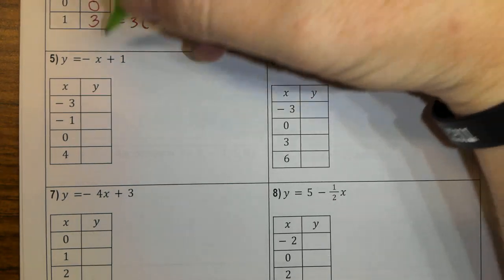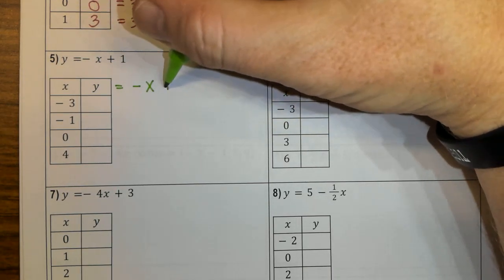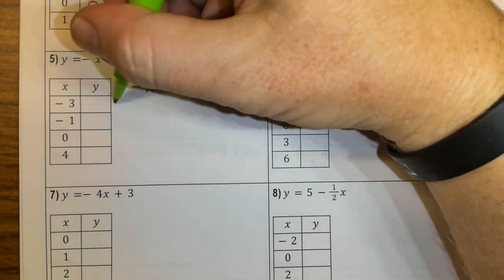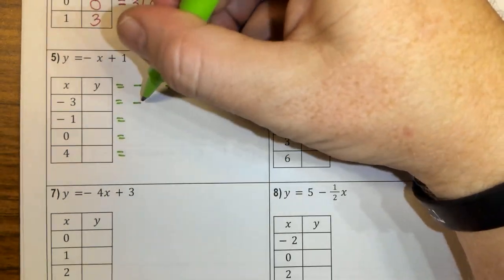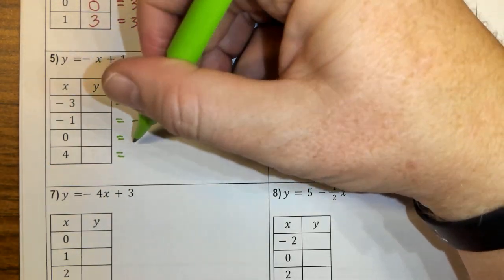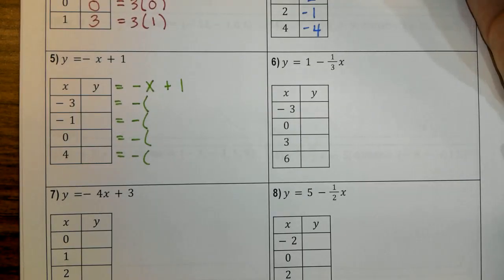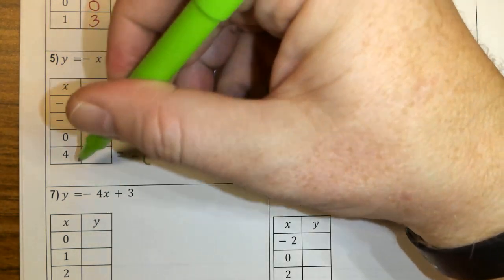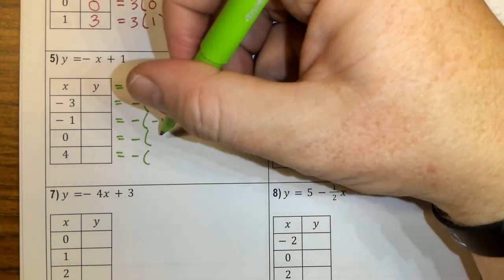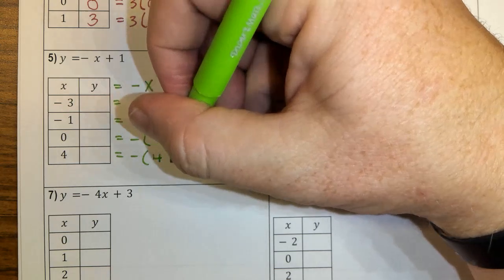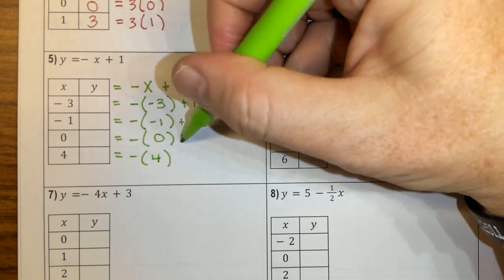Okay, so I have y equals -x plus 1. So then all of these equal all of those. Now I'm going to start with negative parentheses because I replace x, I use parentheses. To me, it's just easier to see. So now where x is supposed to be, I'm going to put these numbers there instead. So -3, -1, 0, and 4. And then, of course, don't forget your +1 on all of these.